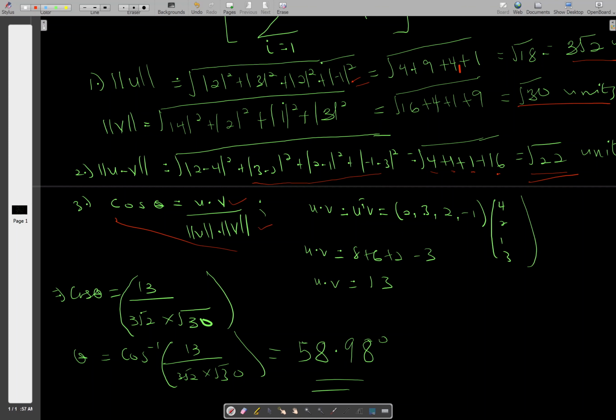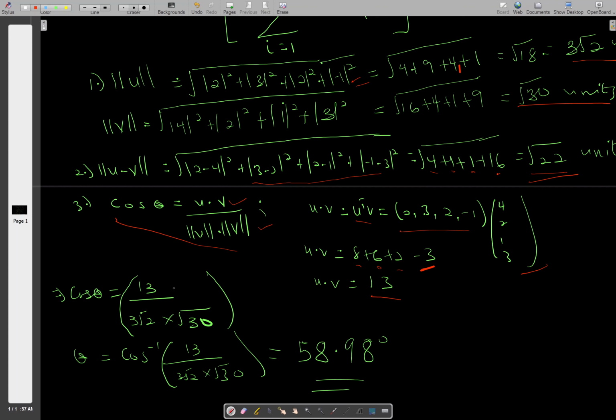First of all, we need to solve for u dot v. u dot v is u transpose v. So this is given by 2 times 4, which is 8, plus 3 times 2, which is 6, plus 2 times 1, which is 2, plus negative 1 times 3, which is negative 3. When you solve this, 8 plus 6 is 14, plus 2 is 16, minus 3 is 13. Now we can substitute it.